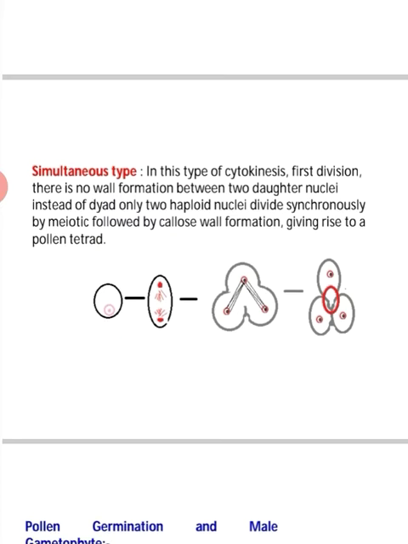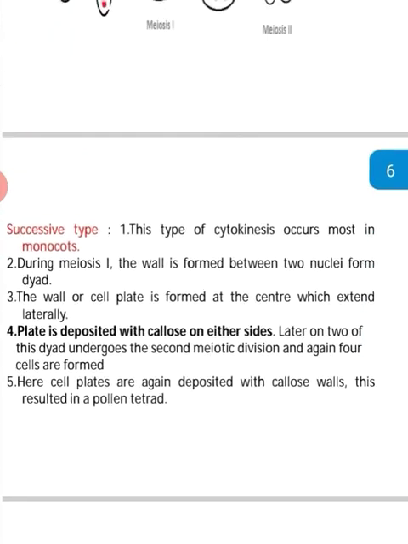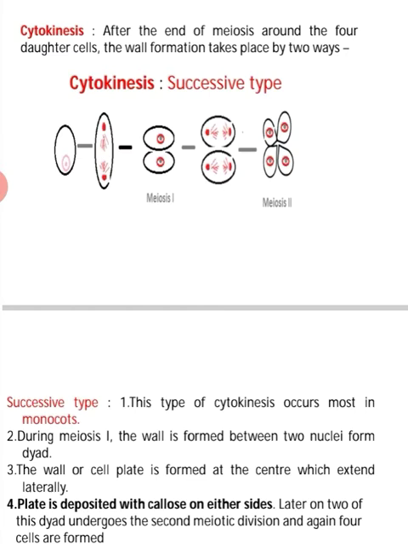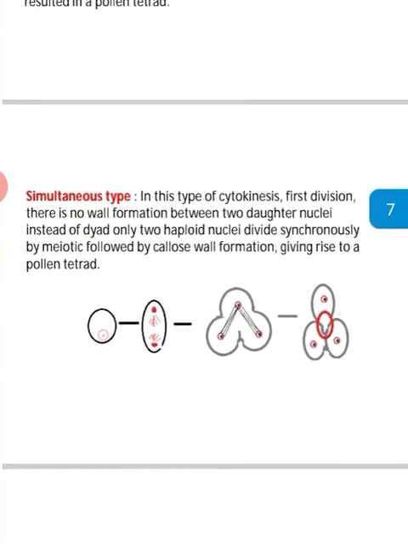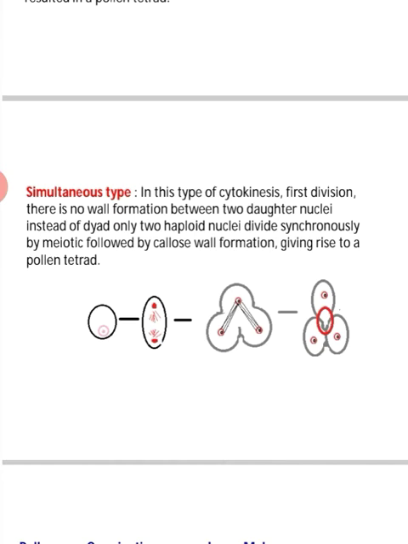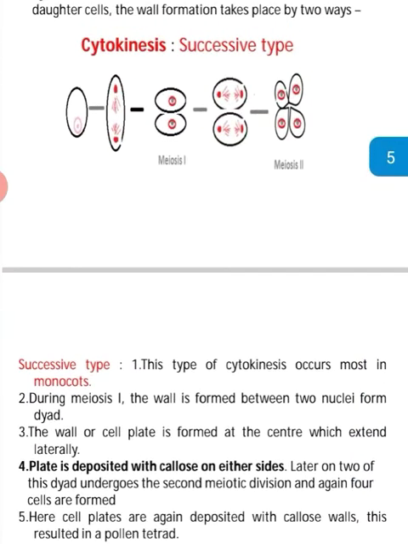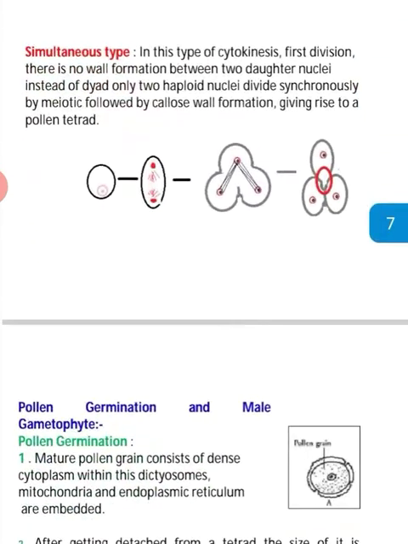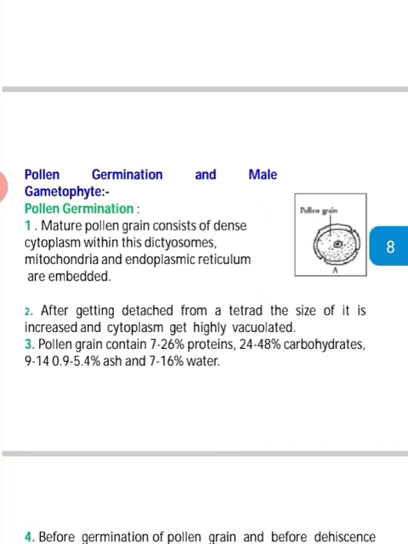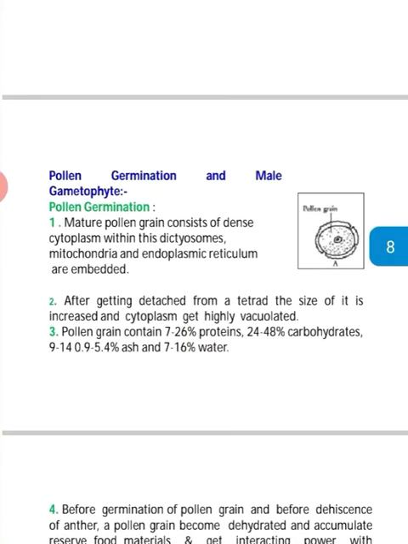Here there is no wall formation, and thus these two nuclei undergo successive divisions, and they produce four cells as a tetrad. Here the tetrad produced is of isobilateral type, and here the tetrad produced is of tetrahedral type. After the simultaneous type, a tetrahedral tetrad is produced, and after the successive type, an isobilateral tetrad is produced. So these are the very common types of cell development.